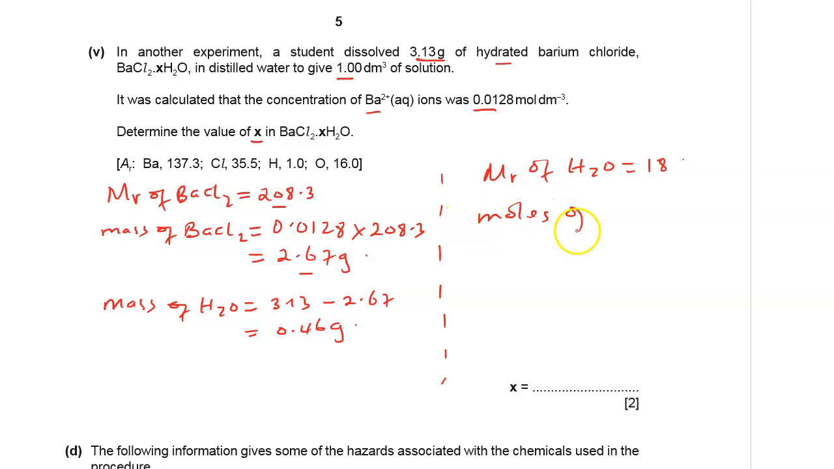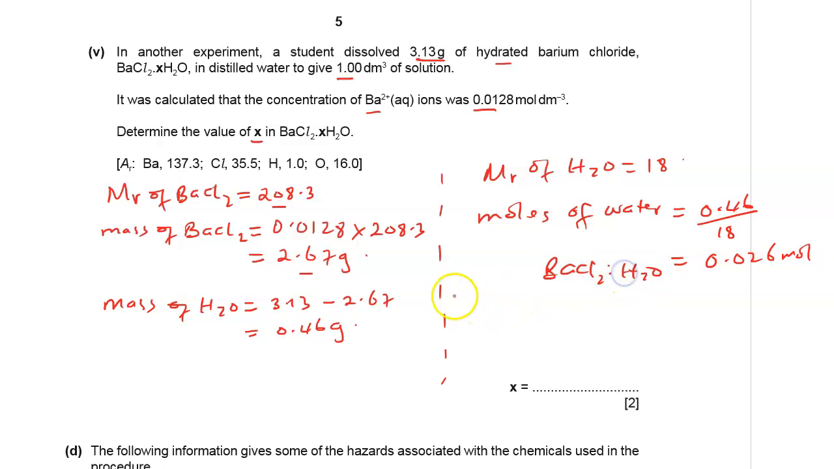So moles of water is equal to mass divided by MR, 0.46 over 18. This gives us 0.026 moles of water. Therefore, the mole ratio of barium chloride to water, the mole ratio, let me write it down here.